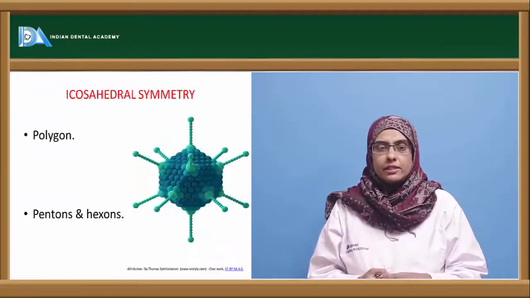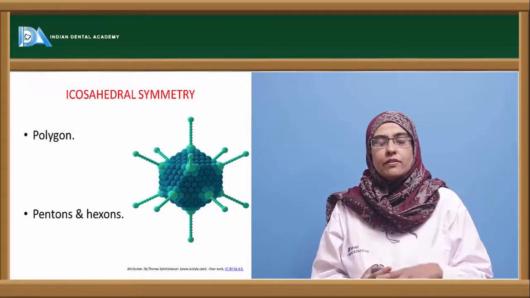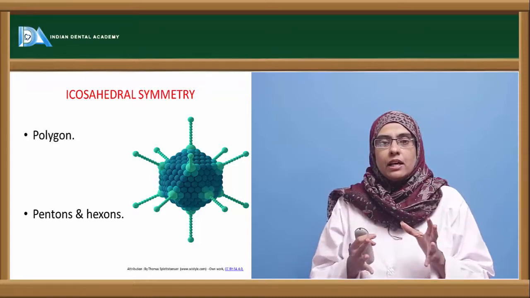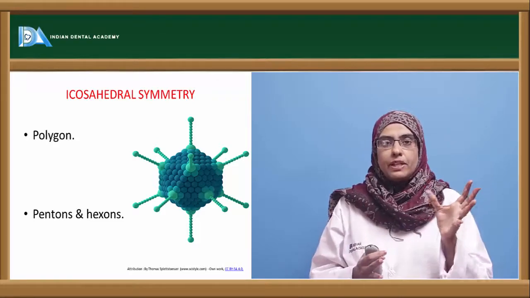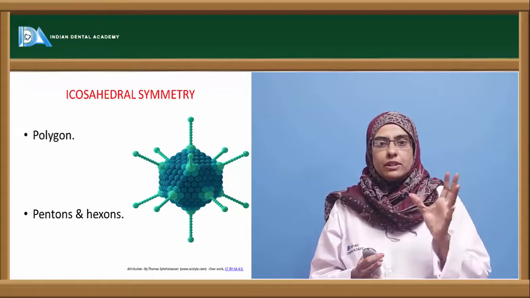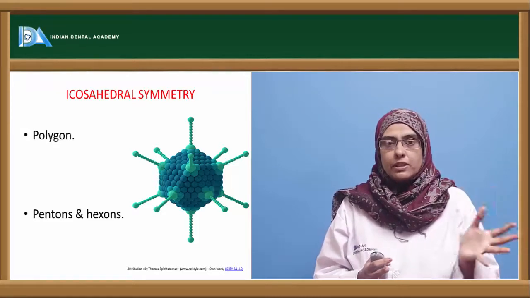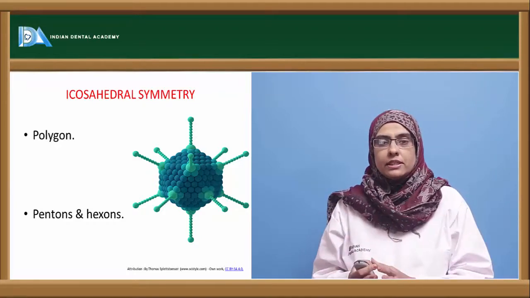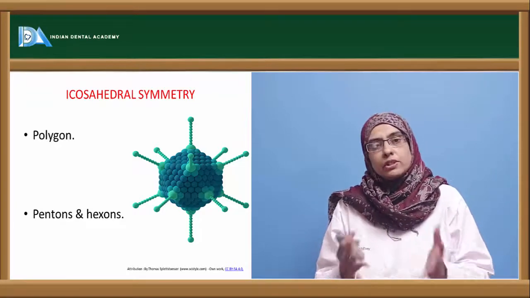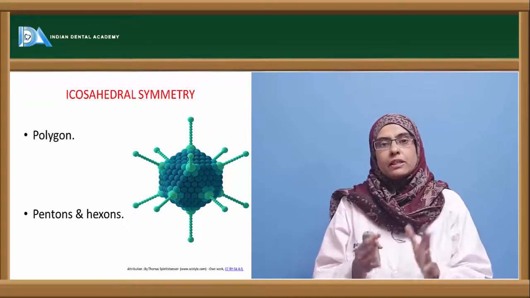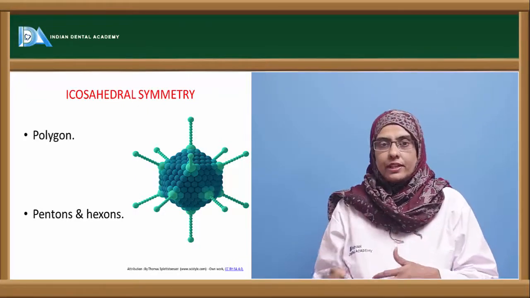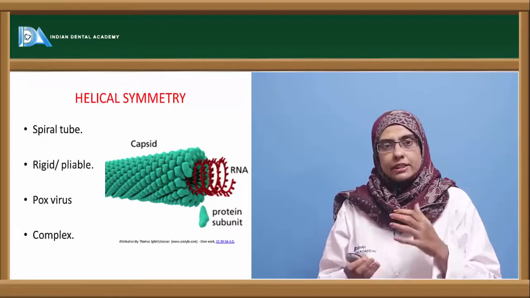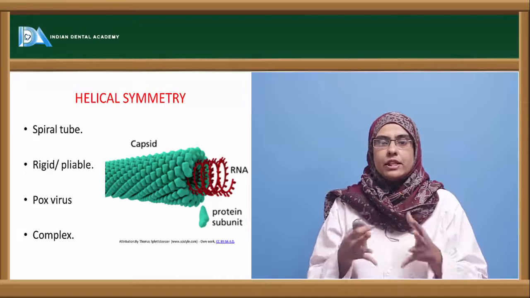Coming to the icosahedral symmetry, it is a polygon symmetry consisting of 12 corners and 20 faces. So it is a polygon. The 12 corners are usually made up of capsomeres which are pentagonal in nature, and hence they are called pentons, and the faces are usually made up of hexons, and hence they are called hexagonal capsomeres. In most viruses there are 12 pentons, but the number of hexons varies depending upon the type of virus, and the nucleic acid is usually enclosed in this icosahedral symmetry.